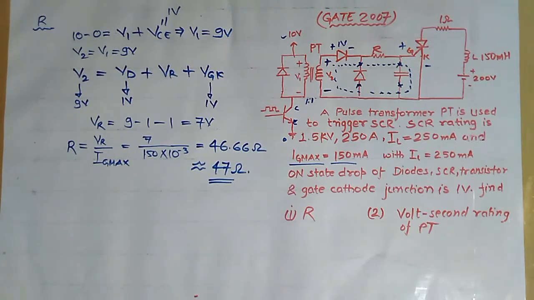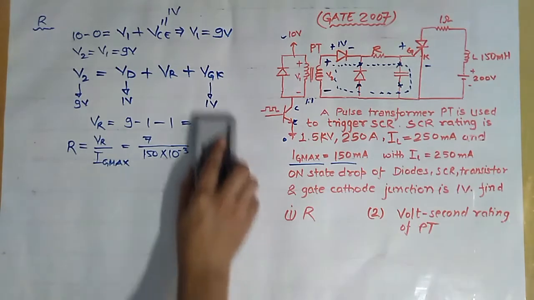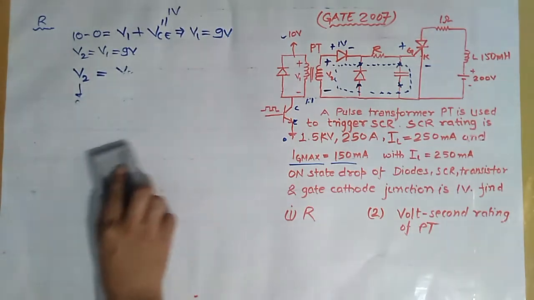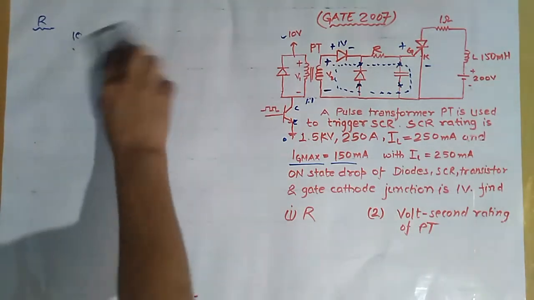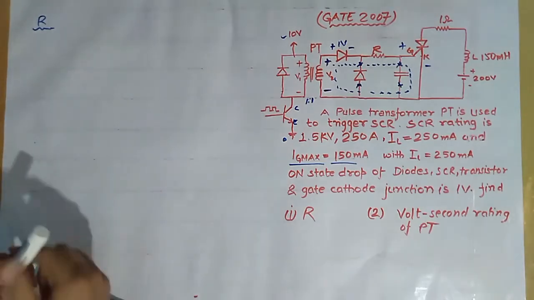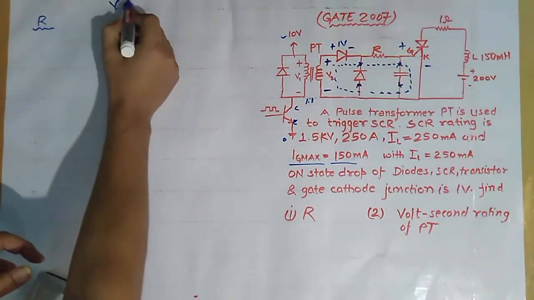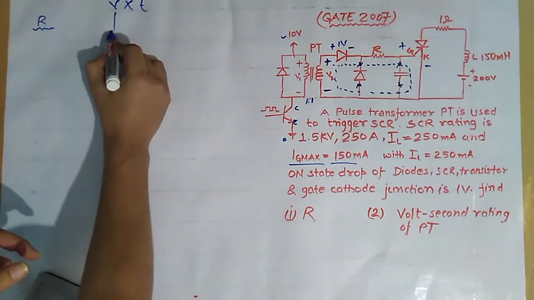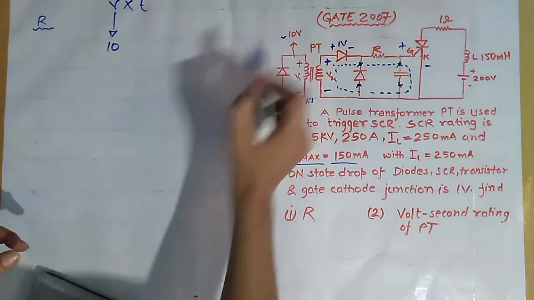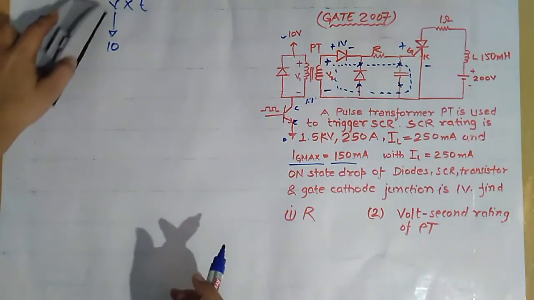Now we have to find the voltage second rating of the pulse transformer. Here voltage second rating means voltage into time, the voltage into time rating. Now what is the voltage? The voltage is 10 volt, here 10 volt is given. Now what is the time?